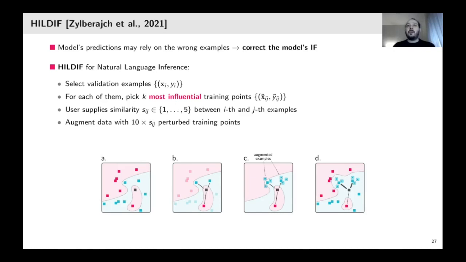In order to correct for this, HEALED IF augments the dataset by synthesizing random copies of the training point using synonyms and back translation. The number of copies is proportional to the similarity indicated by the user. This ensures that more similar points, those that should have higher influence, indeed achieve higher influence.